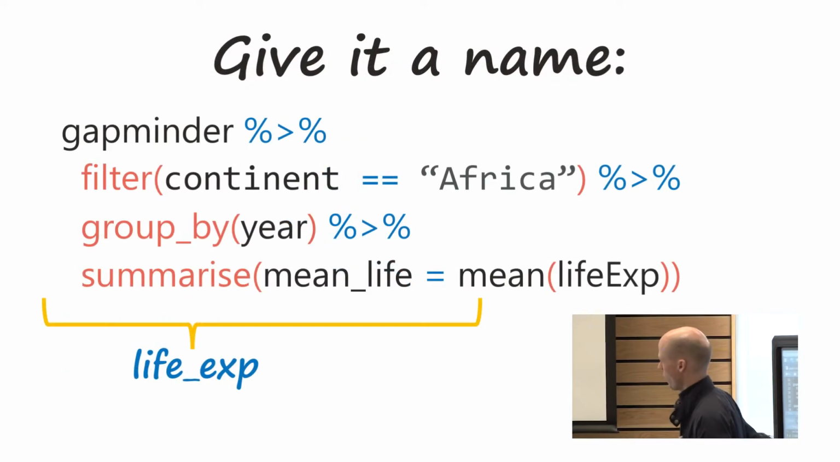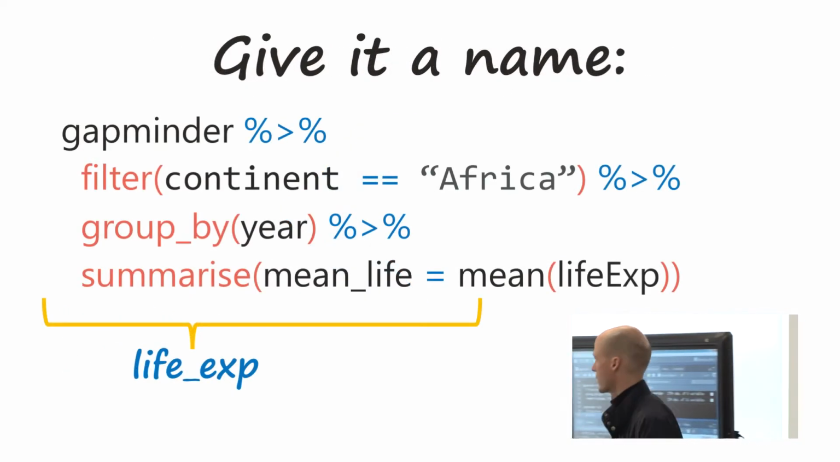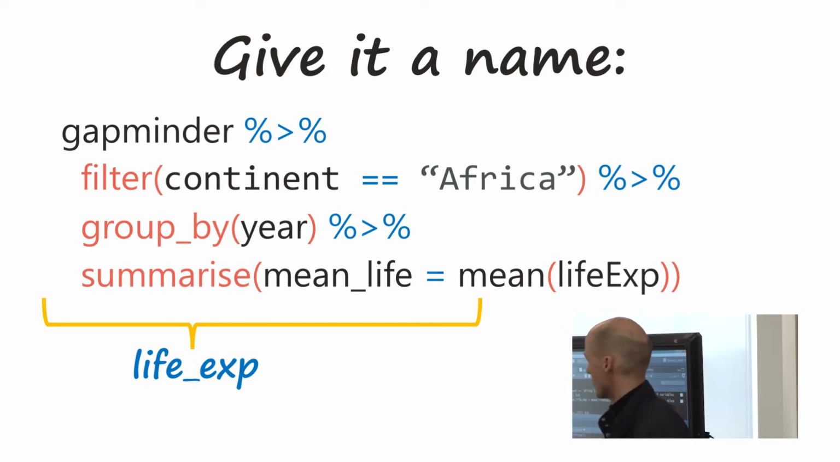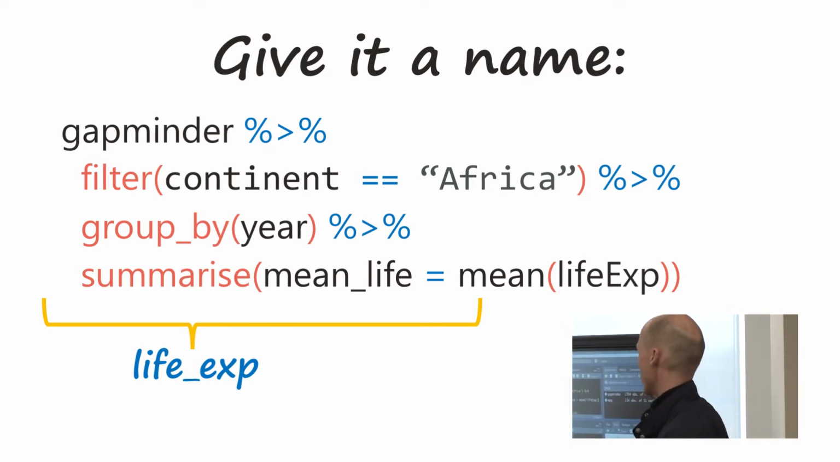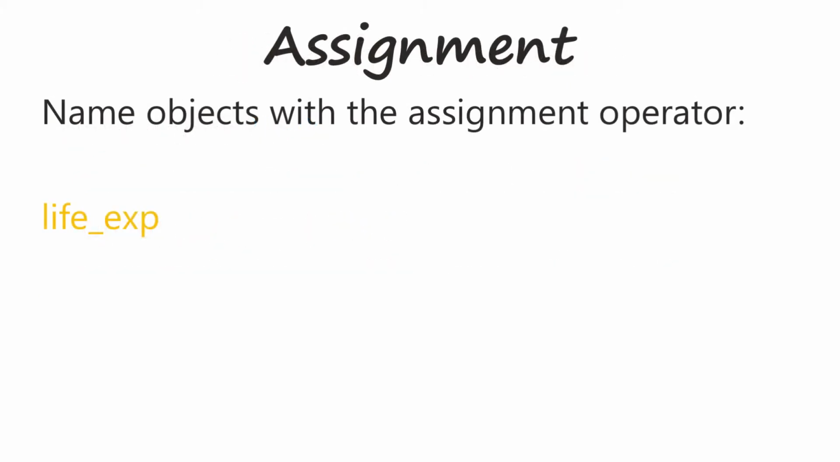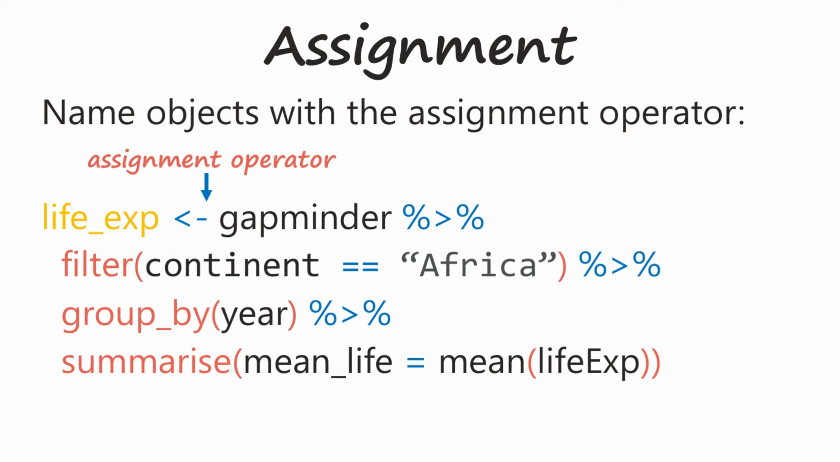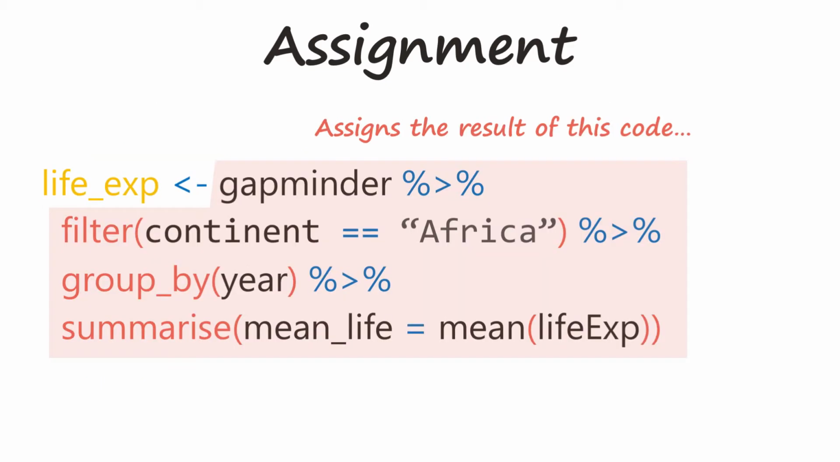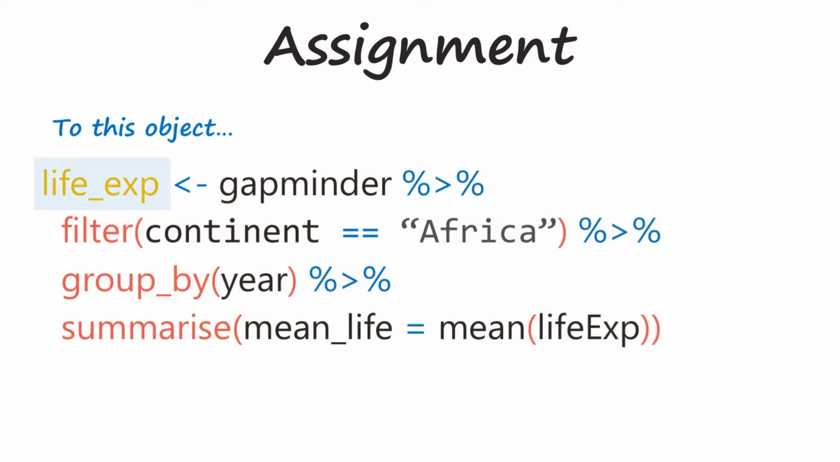I've just decided that I want to call this Life Exp. Just a very simple short name. I know roughly what it's referring to. It's life expectancy. I'd structure the code like this. I'd start with the name that I want to give, and then I'd include the assignment operator, and then include the rest of the code. The result of this code on the right is assigned to this object on the left.